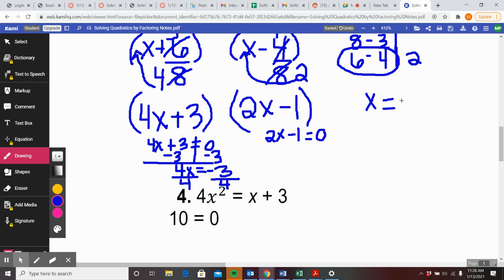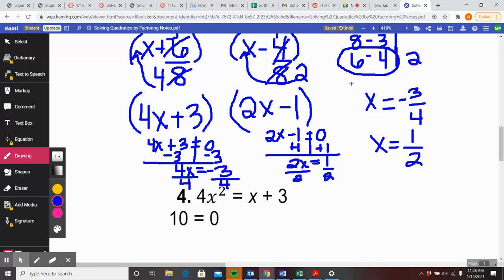So x equals negative 3/4. Okay. And then this one, solve for x. So we're going to plus 1, 2x equals 1. Divide by 2, divide by 2. So x equals 1/2. And those are your answers. Boom, boom.